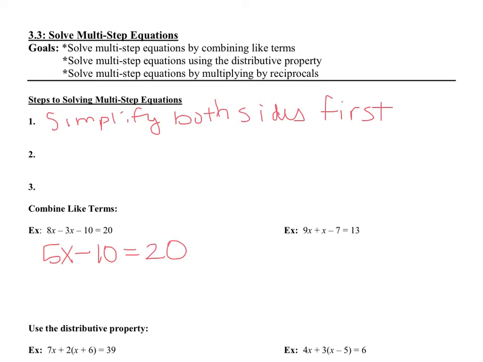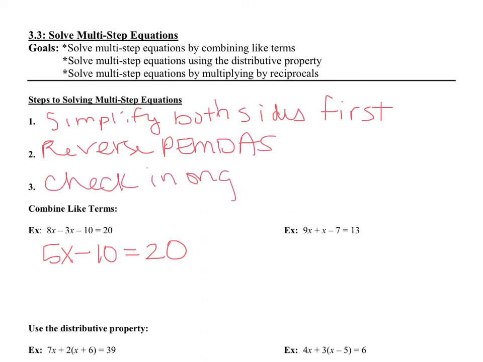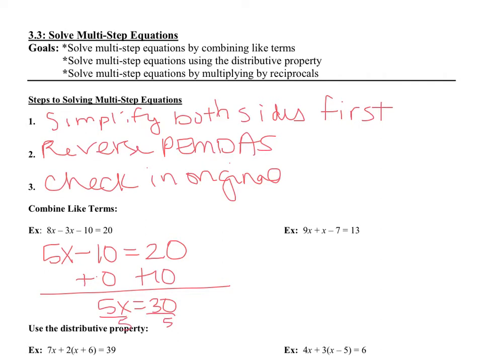Once you've done that, you're going to solve like normal, which means use reverse PEMDAS, like we did yesterday, and then check your answer. And when you check, you always want to check in the original equation, in case you made a mistake along the way. So now that I've combined my like terms on 8x minus 3x minus 10 equals 20, I'm going to start to isolate x by adding 10 to both sides. So then I get 5x equals 30, and then I would divide both sides by 5 to get x equals 6.